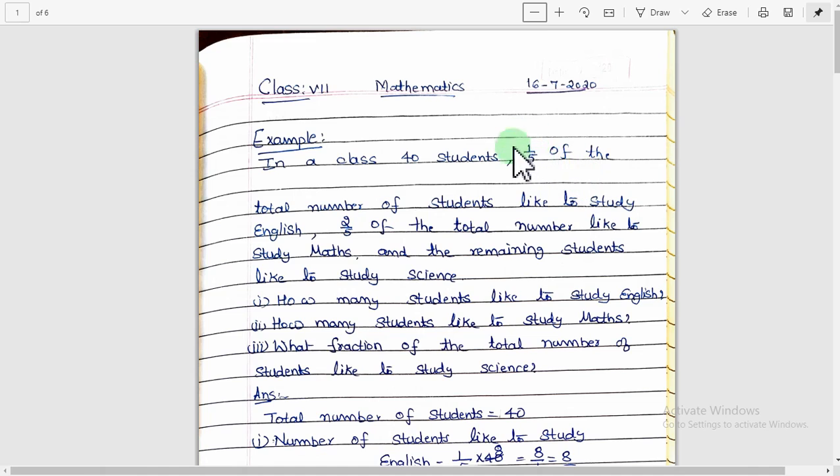It is given in fraction: 1/5 of 40 students. You have to find the exact number of students who like to study English, the exact number of students who like to study maths, and the fraction you have to find here. What fraction of the total number of students like to study science? For science you have to find the fraction. For maths and English you have to find the actual number of students. Out of 40, how many like to study English and how many like to study maths?